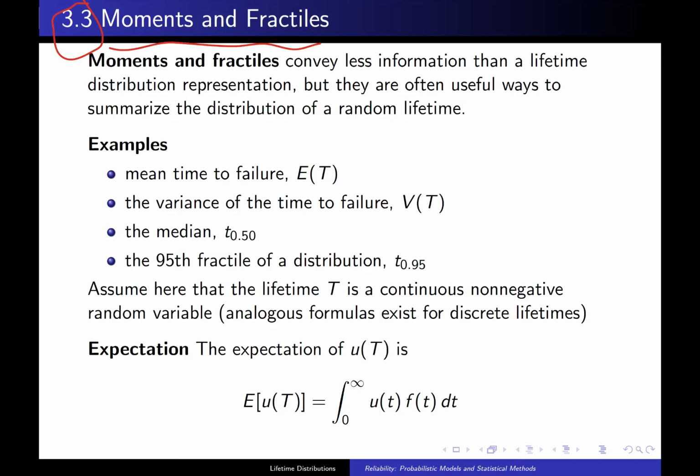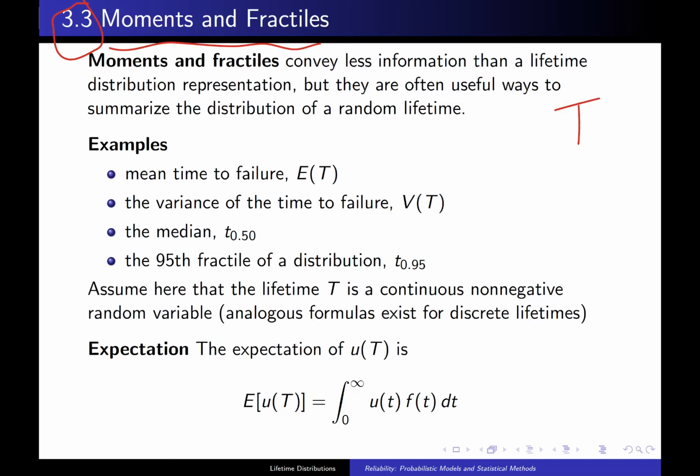Moments and fractiles convey less information than a lifetime distribution representation, but they're often useful ways to summarize the distribution of a random lifetime. The lifetime distribution representations that were covered in sections 3.1 and 3.2, namely the survivor function, the probability density function, the hazard function, the cumulative hazard function, and the mean residual life function, specify the entire distribution of the random variable t.